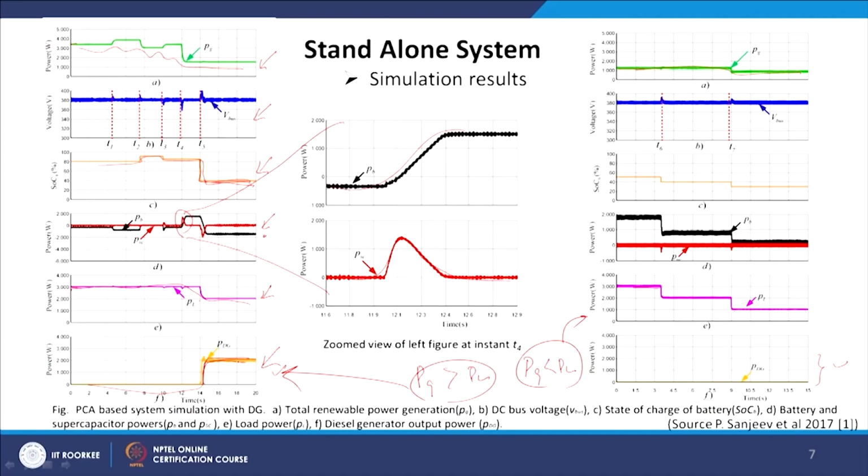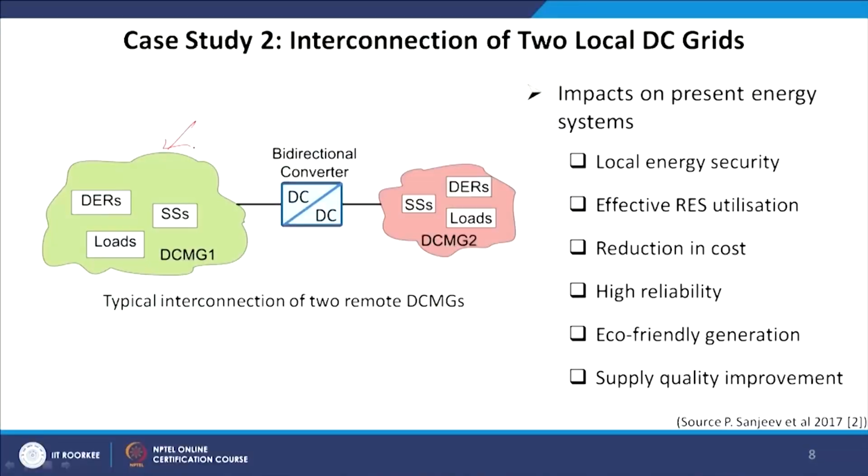Now, we will consider the isolated mode of DC microgrid, but instead of one DC microgrid, now we will concentrate on two DC microgrids and the interconnection of these two local DC microgrids. First of all, why do we need integration or interconnection or complementation between two DC microgrids? Now, this is a DC microgrid 1 of a village 1, let us say, and this is another DC microgrid of another rural or remote area, and these two have been connected through a DC-DC converter.